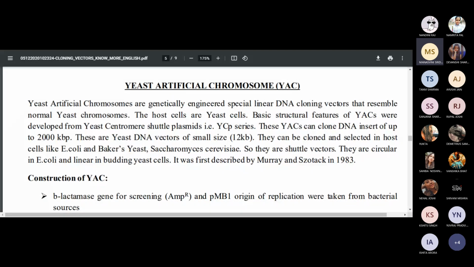They are shuttle vectors. They are circular in E. coli and linear in budding yeast cells. It was first described by Murray and Szostak in 1983. Okay, so one more term here came that is called the shuttle vector.